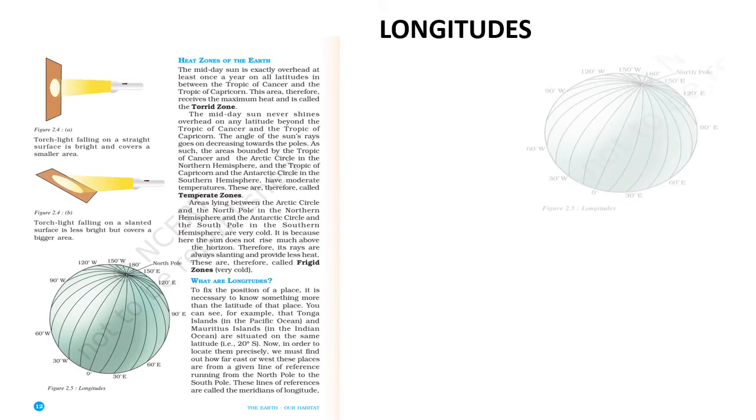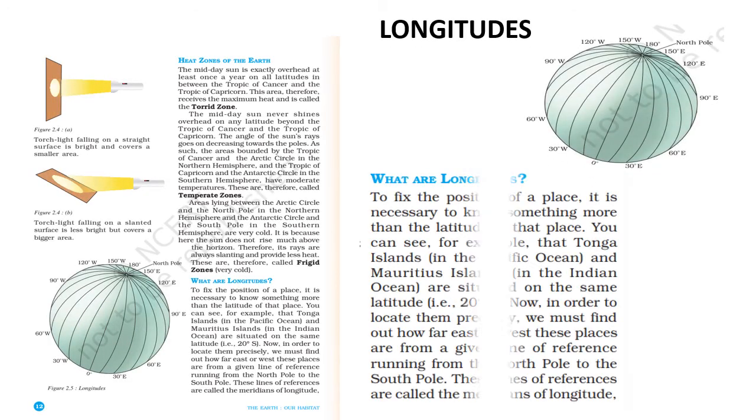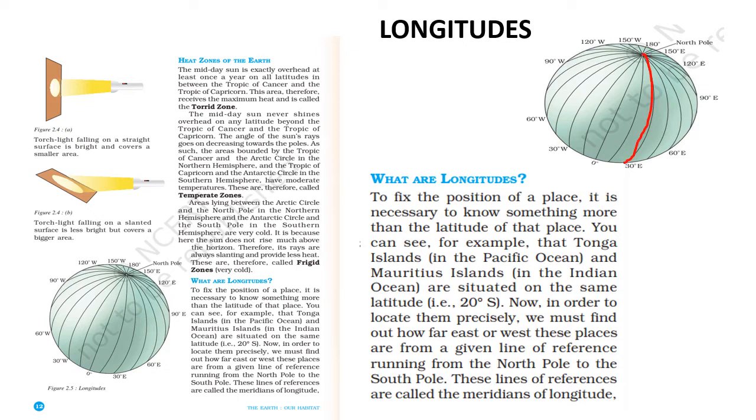Longitudes. What are longitudes? Longitudes are imaginary lines which run in north to south direction by joining two poles.